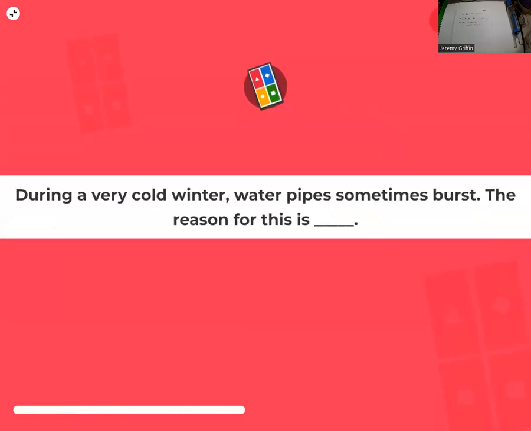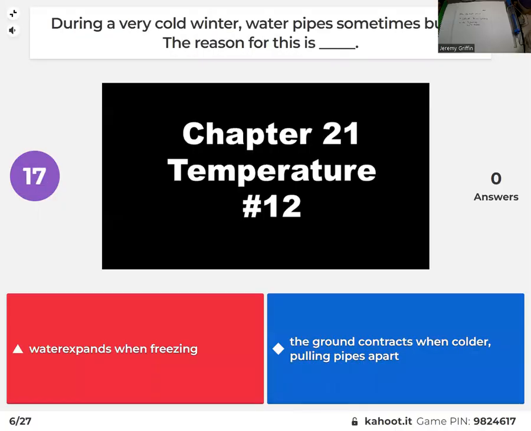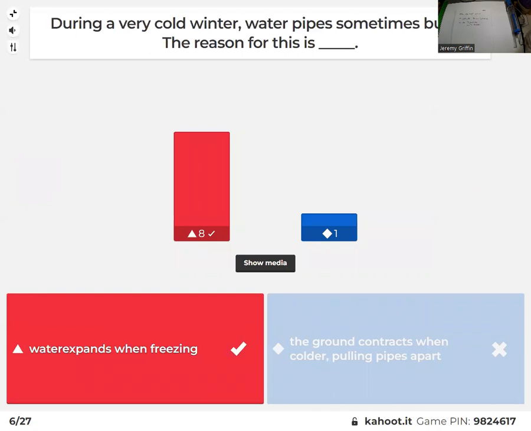On a very cold winter, pipes sometimes burst. Why? There you go. Water expands when freezing. Now, this is the opposite of what most materials do. Most materials, when they change phase from liquid to solid, for example, will occupy less volume, less space, become more dense. But water is the opposite of that.